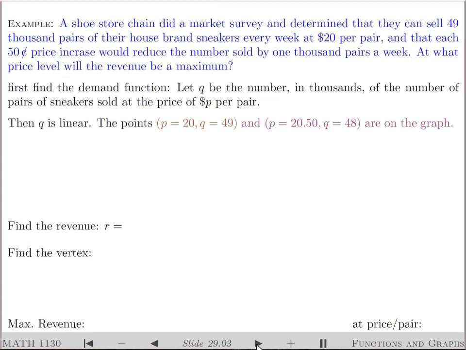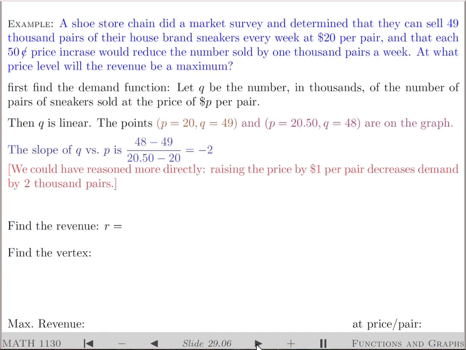And if they increase the price by 50 cents, then the demand goes down by 1,000. That gives us the price point 20.5, 20 plus the 50-cent price increase, and Q equals 48, 49,000 minus 1,000. So we have to find the equation of the line joining these two points. And if you calculate the slope, we'll do Q as a function of P. The slope is -2. We could have done it a different way using just reasoning rather than the definition of slope. And using the point-slope form, we can write down the equation of the line and solve for Q to get Q as a function of P.